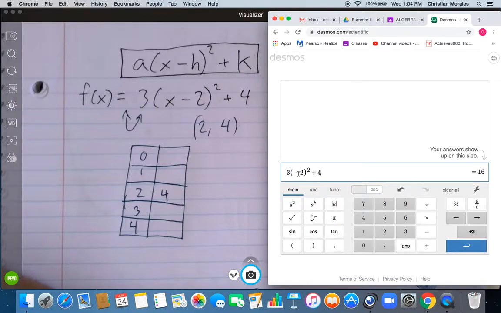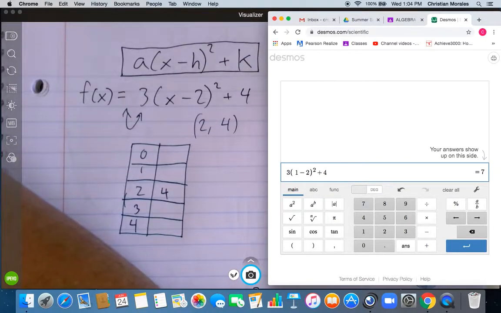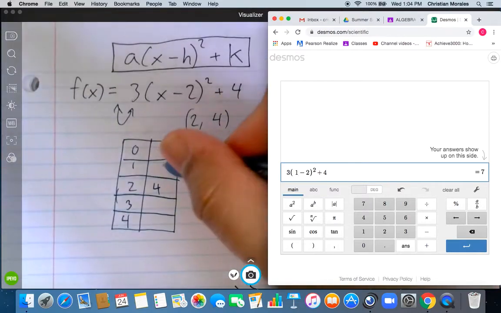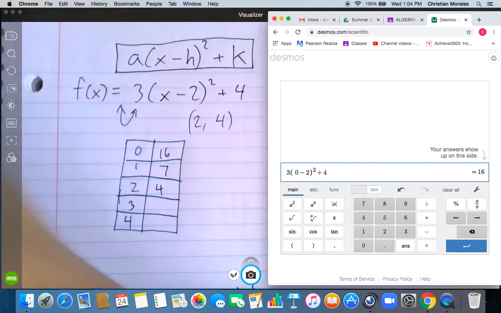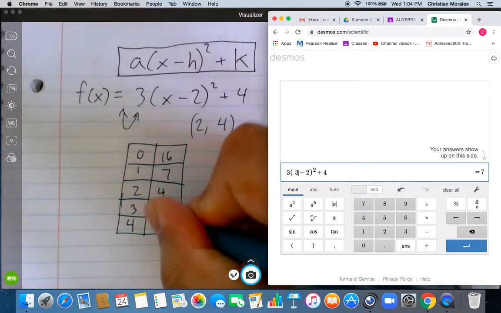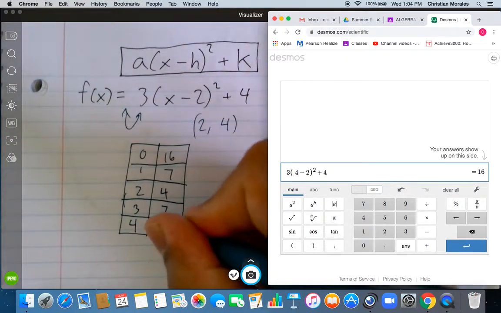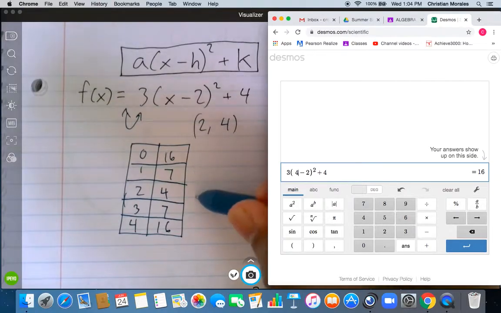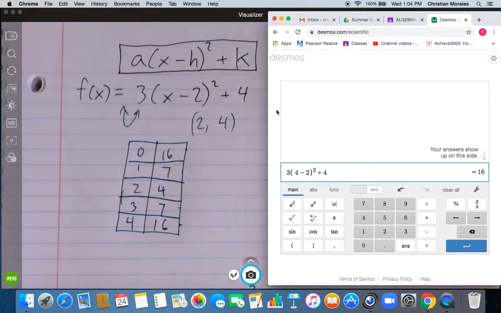Okay, so you already have the middle number. You know that if you plug in the 2, you get 4. What else are you going to plug in though? Oh, let's plug in 1. Okay, I get 7. Okay, let's plug in 0. I get 16. Okay, let's plug in 3 now, because I haven't done those. 3, I get 7. And 4, I get 16. Now, if you noticed, the answers repeat. You see that? 7 and 7, 16 and 16. Now, that should always happen.